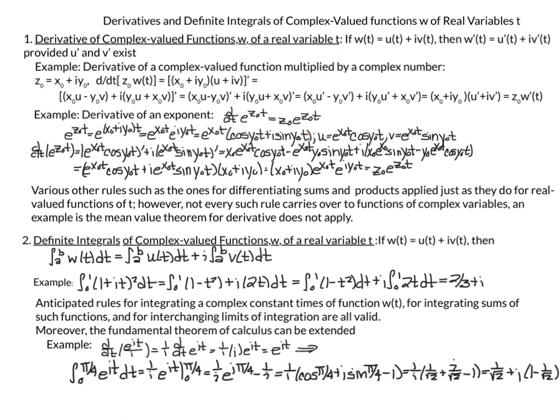So from here, u, the real portion of my function, is e to the x naught t times cosine y naught t, and my v is e to the x naught t, no i in the v, sine y naught t. And now I can take the derivatives u prime and v prime. So here's u prime, v prime, and then the rest is just taking derivatives and algebra.